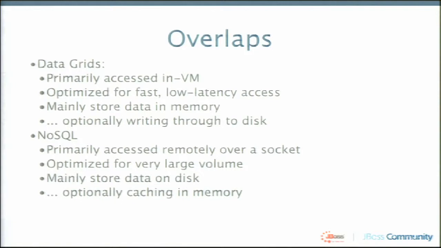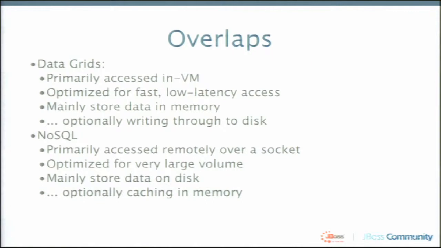So all that was about NoSQL. Now let's have a quick look at the overlaps between data grids and NoSQL. At least in my opinion, most data grids are in memory. They're accessed from your Java virtual machine. They're not accessed over a socket or anything else. And they're usually optimized for fast, low latency access of data, hence the whole thing of the data structures being in memory. You optionally write through to disk, so you have some form of persistence, some form of permanence of your data.